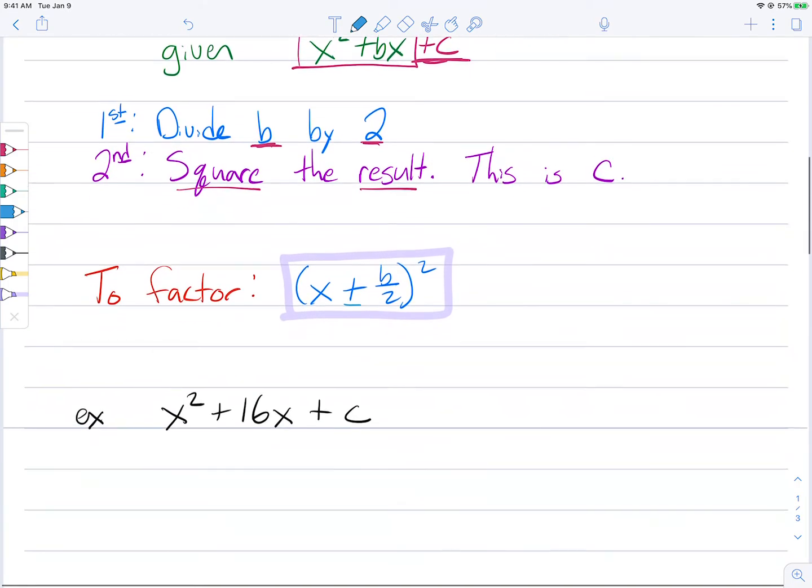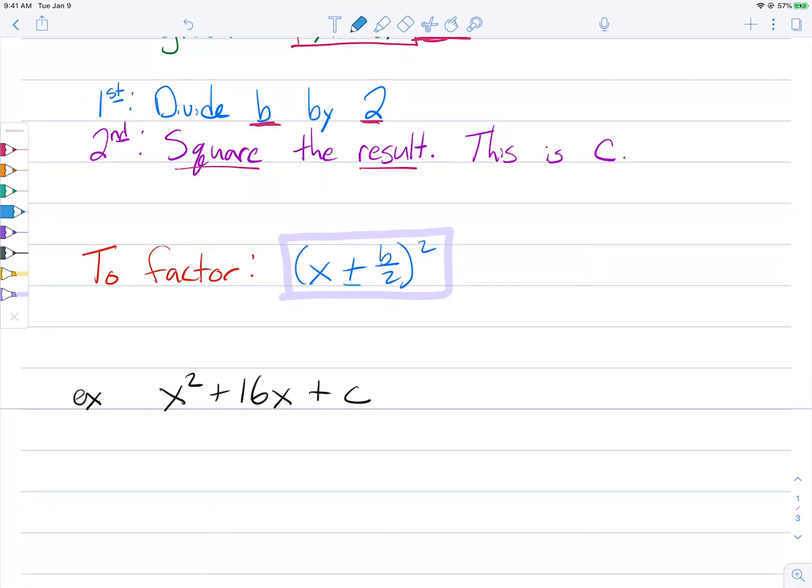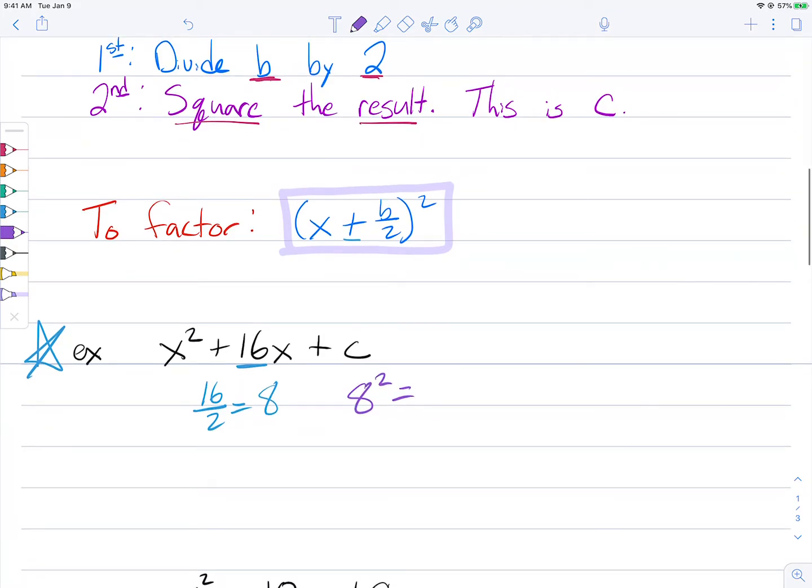So let's see how we can use this. First, divide b by 2. b is always the number in front of x. On this problem down here, b is 16. So 16 divided by 2 gives me 8. Then step 2 says to square that. 8 squared is 64. So that means my constant, which belongs right there, is 64. I can rewrite this as x squared plus 16x plus 64.